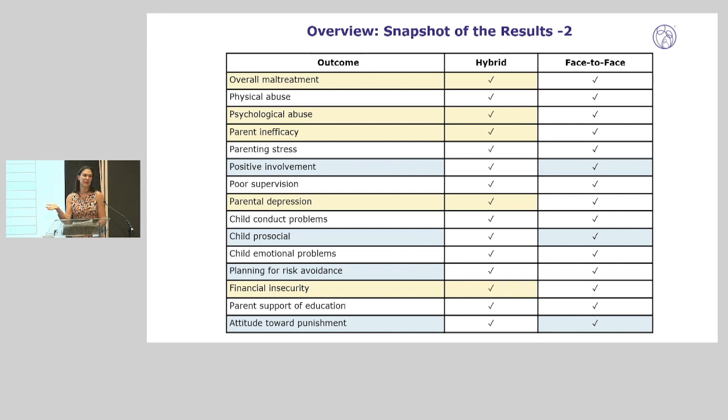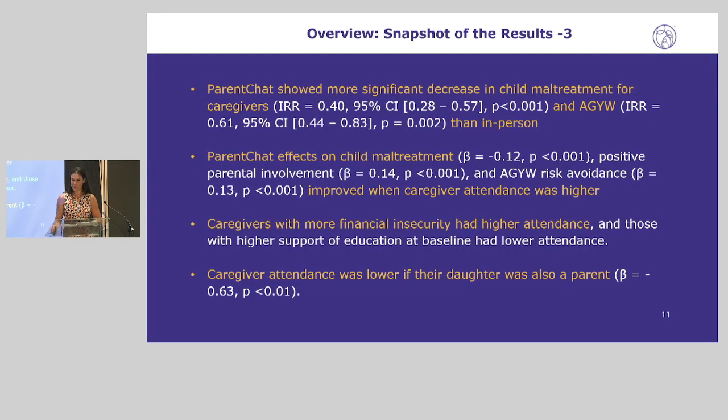So again, this is a small sample size, right? But this suggests evidence that the hybrid approach, in this case a blended WhatsApp digital technology, does have some success and does have effect. So just in sum, I think really the primary outcome showed, as shown, a more significant decrease in child maltreatment.